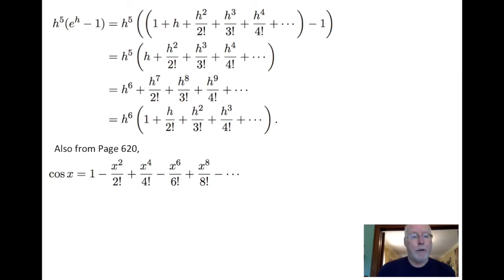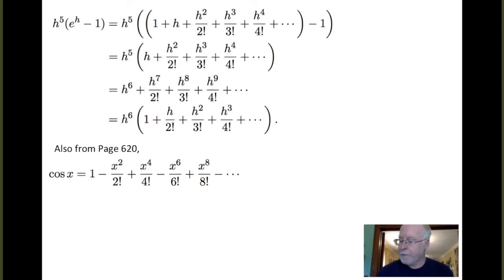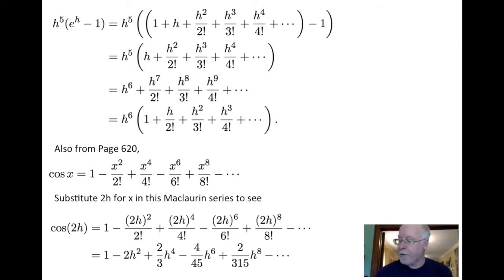For the denominator, we are dealing with a cosine function, cosine of 2h in fact. So we look up the Maclaurin series for the cosine function, and here it is, again from page 620. And now we're going to replace the x by 2h in this function because the original limit deals with cosine of 2h. So I like to think of these Maclaurin series or any series identity like this as a template.